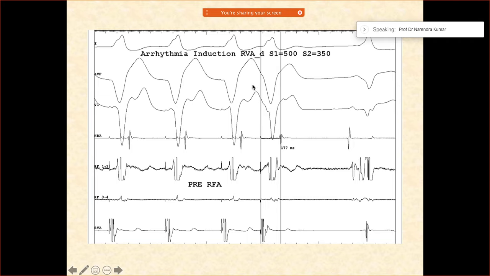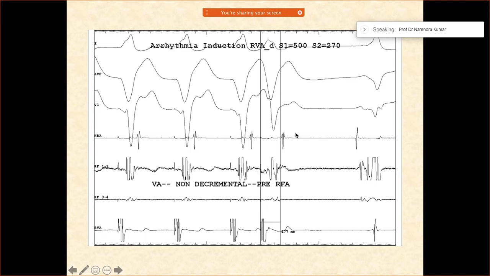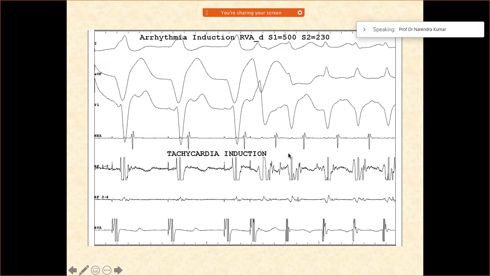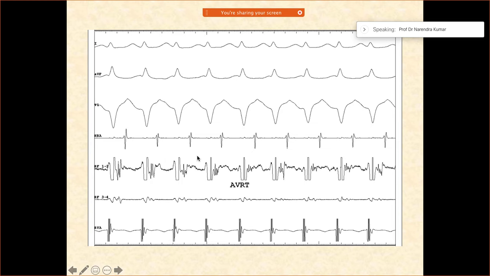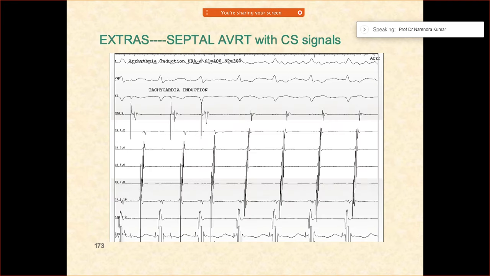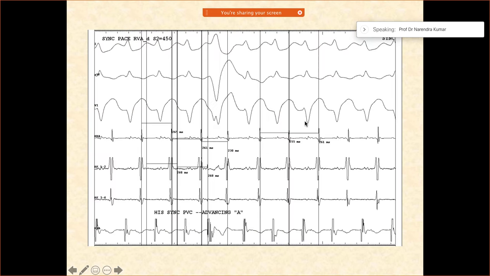So you're trying to induce from the RV with the extras. You're trying again to induce, and then you notice, of course, it is non-decremental. And then finally, you are able to induce the tachycardia. So this is the tachycardia which you are seeing. You also notice there's a long VA interval as well. Then you are trying to give His extras over here. And when the tachycardia is going on, you are able to notice this is septal AVRT, because by looking at the CS signals, when you are giving the His synchronized extra, if you look carefully at the AA intervals, you are able to advance the A, in fact.